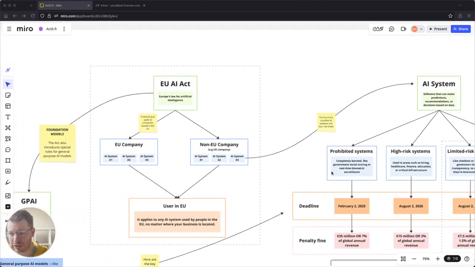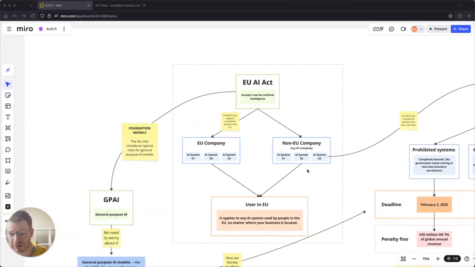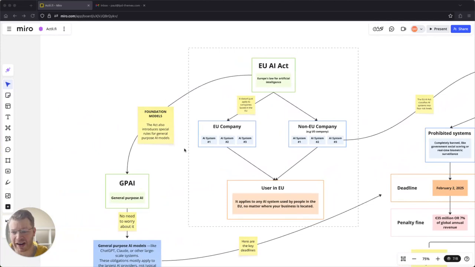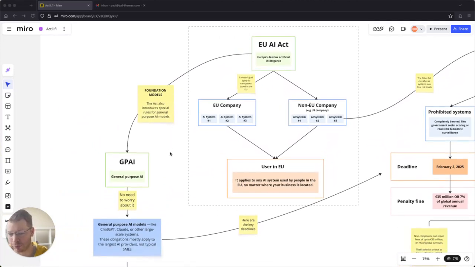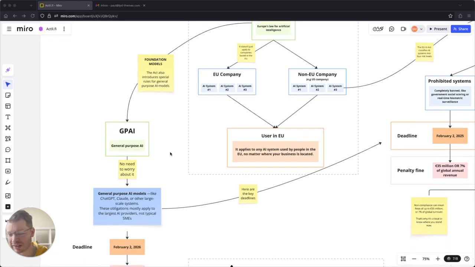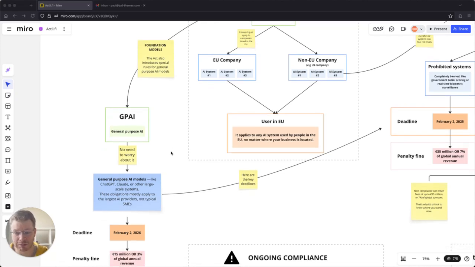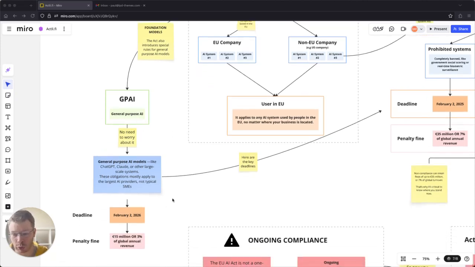Now we need to understand what a foundation model is. The AI Act also introduced special rules for general purpose AI models. These are models like ChatGPT, Claude, and other large scale systems. This obligation mostly applies only to the large AI providers, not a typical small or medium enterprise. And most likely you don't need to worry if you're not a large scale provider.